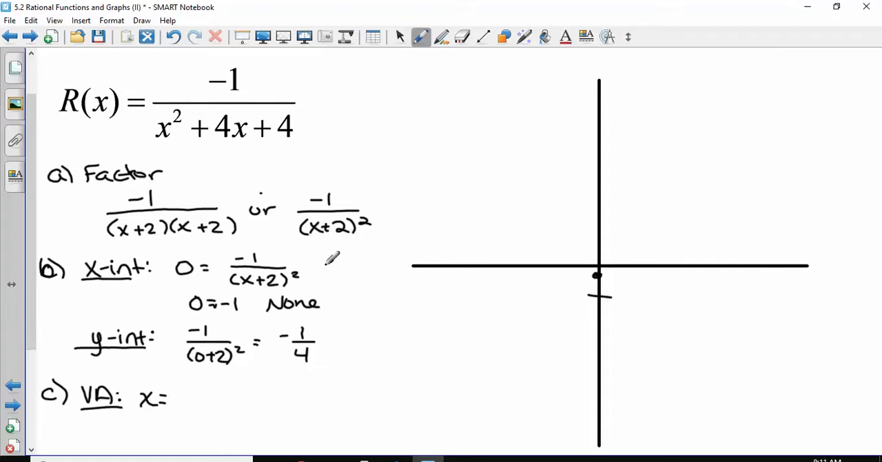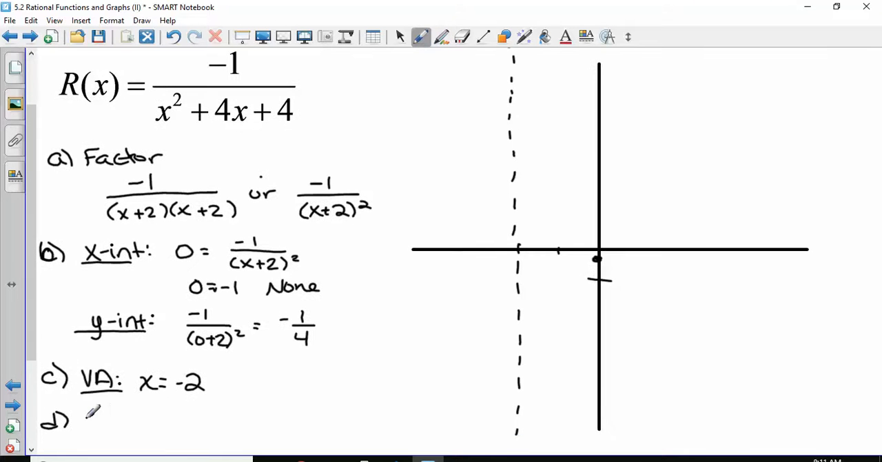If you set x plus 2 equals 0, you just get -2. Multiplicity doesn't matter. It doesn't matter that there's 2 of them. So if I want to graph that, it means at -2, we draw asymptotes just as dashed lines. Okay, next step is either horizontal or oblique asymptotes.